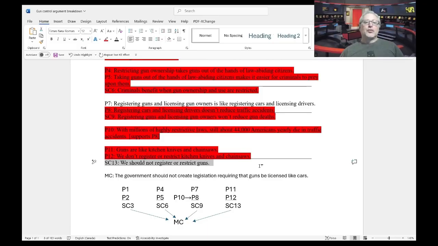We don't restrict kitchen knives and chainsaws, so we shouldn't create legislation requiring that guns be licensed like cars. That is just one factor. I mean, the argument is, we don't restrict this thing, therefore we shouldn't restrict this thing. On the whole, not very compelling.